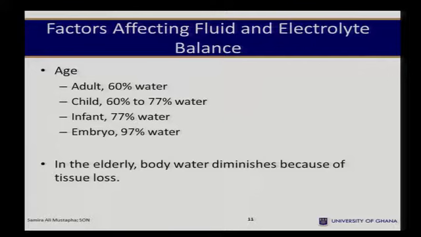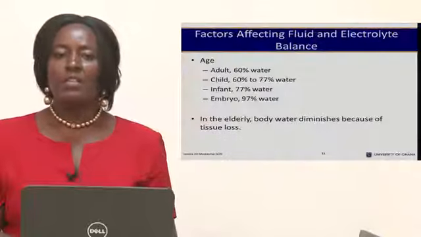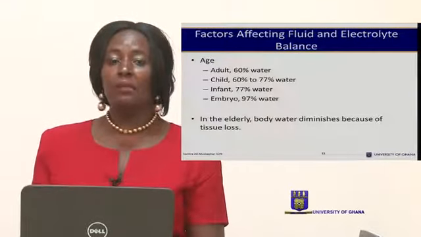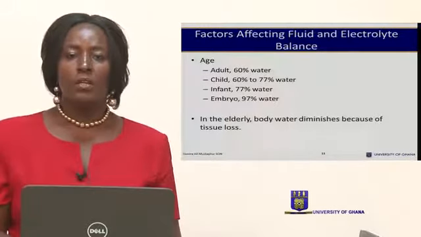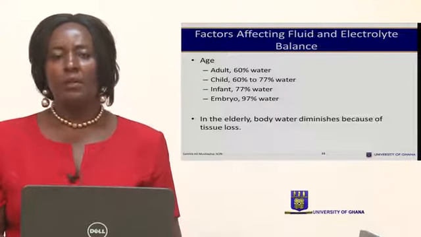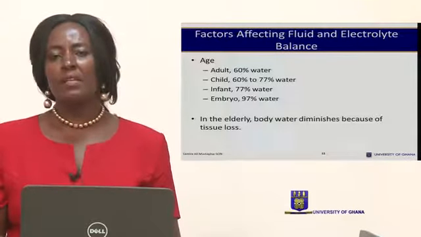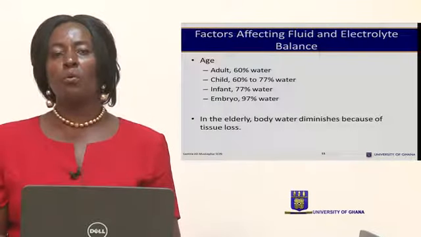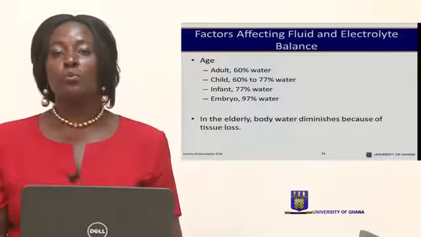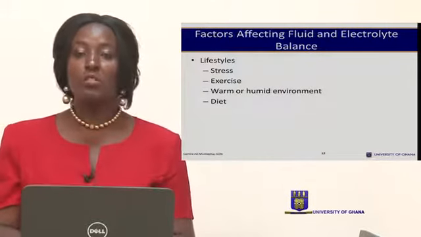So when we look at factors affecting fluid and electrolyte balance, one of them is age. In the newborn or among infants, we have higher concentrations. However, as the child grows and becomes an adult, the fluid level decreases. The embryo has 95% water in the body, whereas the adult has 60% water. So age is also one determining factor. And in the elderly, the water diminishes because of tissue loss.